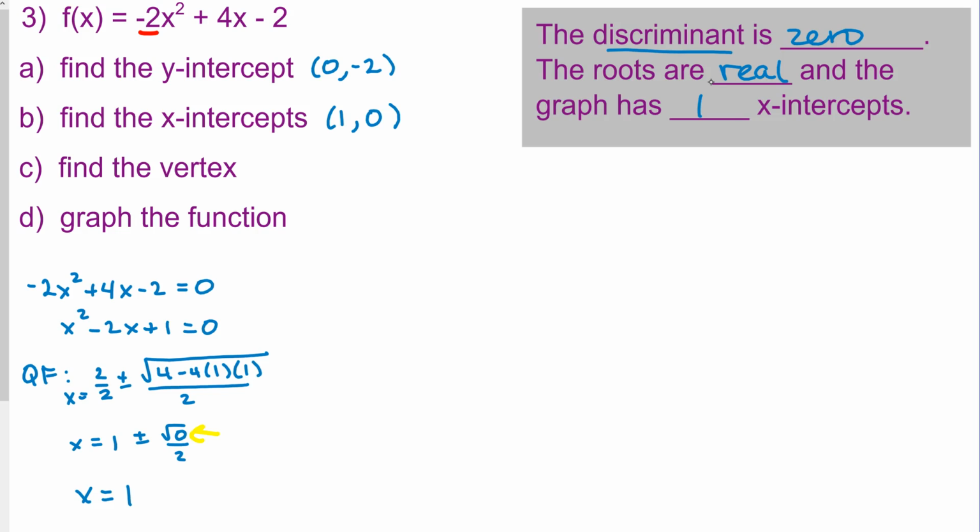Okay, for the vertex, again, we're going to use opposite of b over 2a, and we already know that opposite of b over 2a, the first part of our quadratic formula, is 1, and we already know that when x equals 1, the y-coordinate is 0. So the vertex is the same as the x-intercept. So let's put all that together and draw our graph.